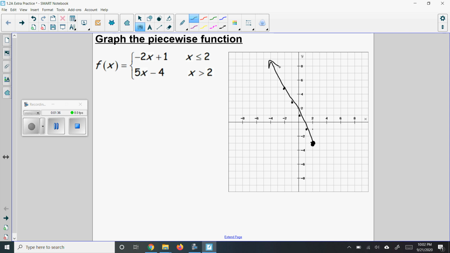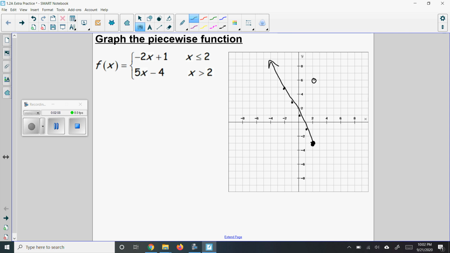Now let's determine the behavior of this second bit at 2. If x is 2, we're not going to evaluate this function at 2, but I just want to know what the endpoint looks like. So if x is 2, this bit is 5 times 2 minus 4. So that's 10 minus 4, which is 6. Okay, so the point (2, 6) is going to be an open circle.